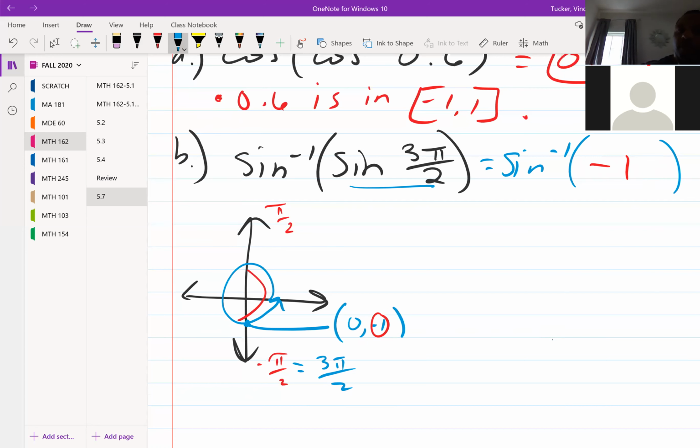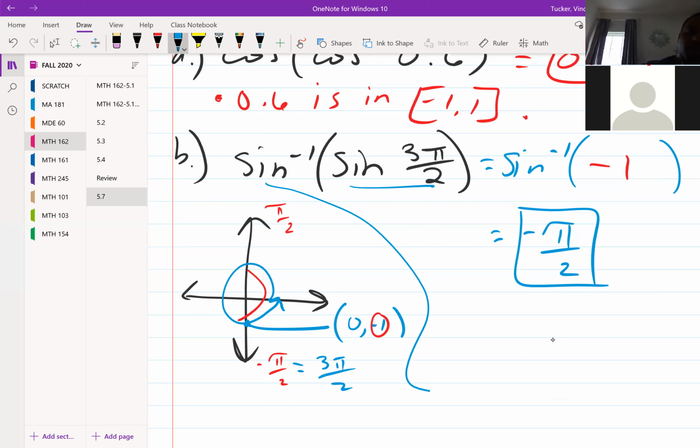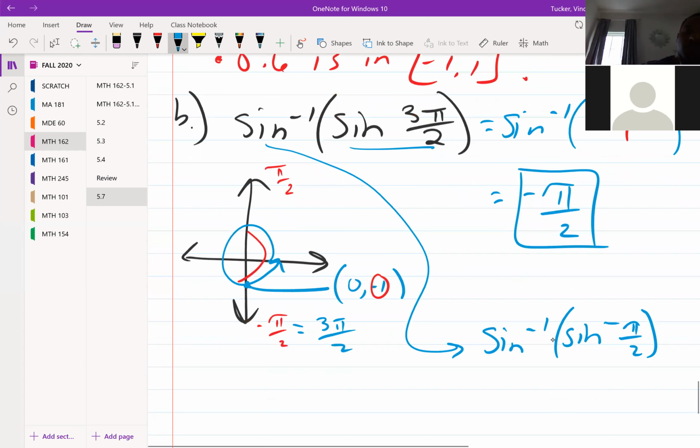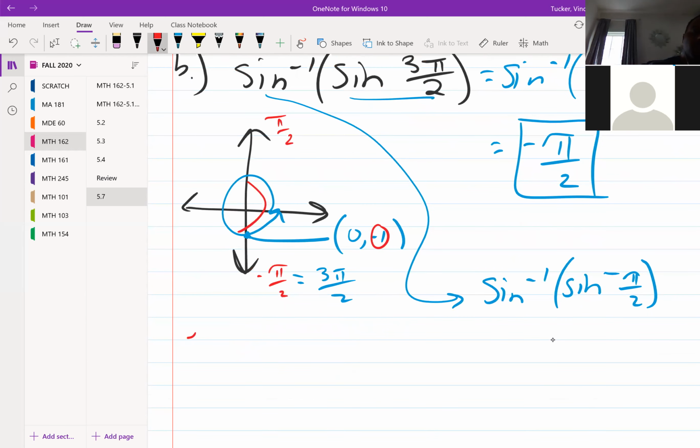And I'm just showing you background as to how this works. And then your sine inverse of negative 1, if we were to go back to our chart, would give us the negative pi over 2. So that's how that relationship worked. So once we recognize that this 3 pi over 2 is in our domain, 3 pi over 2 is equal to negative pi over 2.